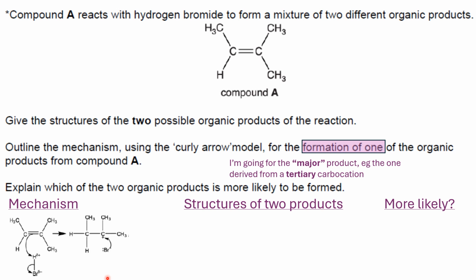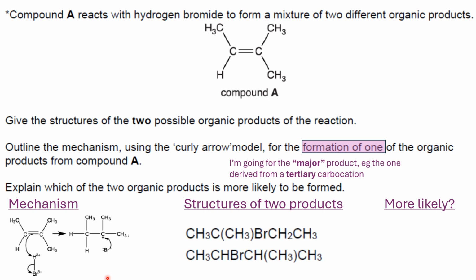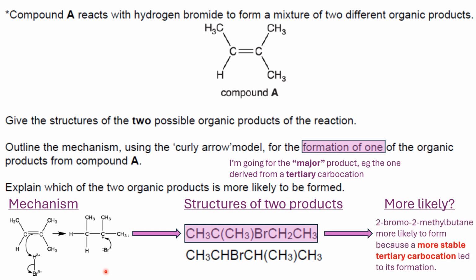So I'm going to take that first version of the mechanism that we looked at. I'm going to put the structures of the 2 products. You can use structural formulae like this. So this carbocation is going to lead to the top one of the 2. And the reason this particular compound, 2-bromo-2-methylbutane, is more likely to form is because a more stable tertiary carbocation led to its formation in the mechanism.